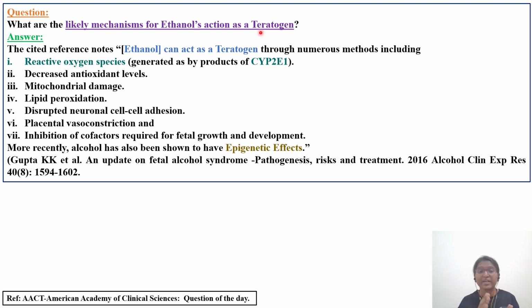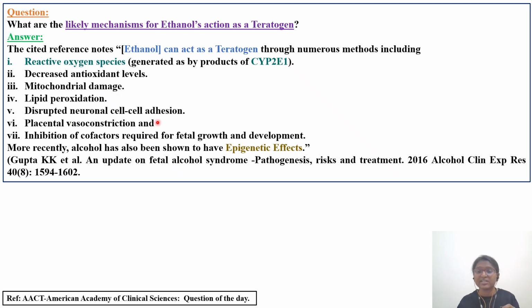So what are the different mechanisms we'll see? It is going to cause reactive oxygen species generation as a byproduct of this CYP2E1. So the second pathway is CYP2E1, no? Decreased antioxidant levels, mitochondrial damage. So one of the locations is cytosol, mitochondria, endoplasmic reticulum. So it is lipid peroxidation which is taking place in the liver.